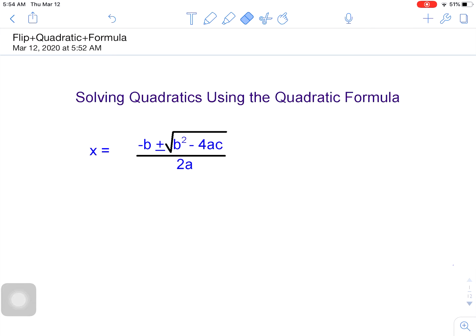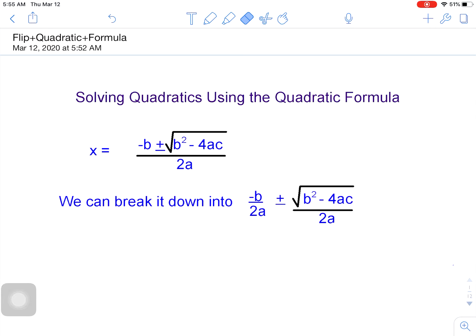All right, today we're going to talk about solving quadratics using the quadratic formula. This is something you're going to have to memorize. So the quadratic formula says x equals the opposite of b plus or minus the square root of b squared minus 4ac over 2a. We can break that down a little bit by saying it's the opposite of b over 2a plus or minus the square root of b squared minus 4ac over 2a.